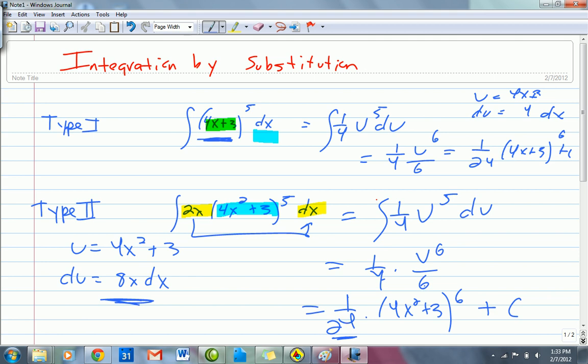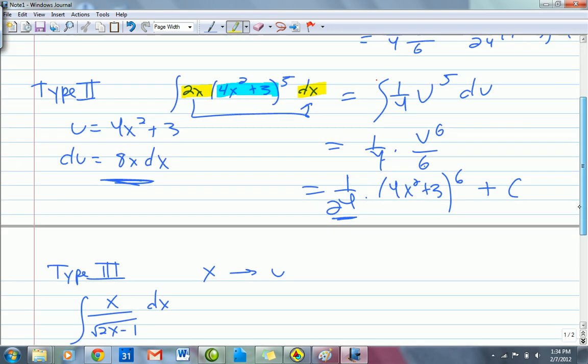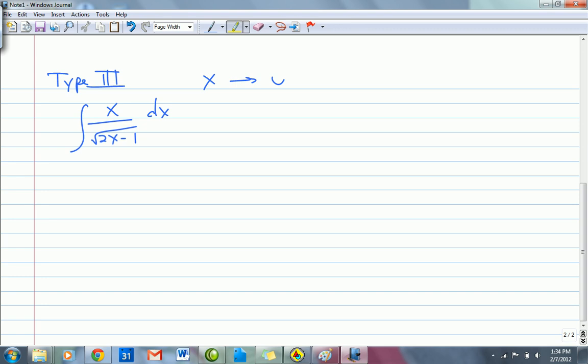Okay, so let's talk about another type. And in this type, well, first let's summarize. In each of these two types, you have a function. Here are your two quote-unquote inner functions, and you have either its exact derivative or a multiple of its derivative left over, which allows you to replace the x's with the u's and the x's with a du, or some multiple of du. This particular problem is very different because we don't have that situation.